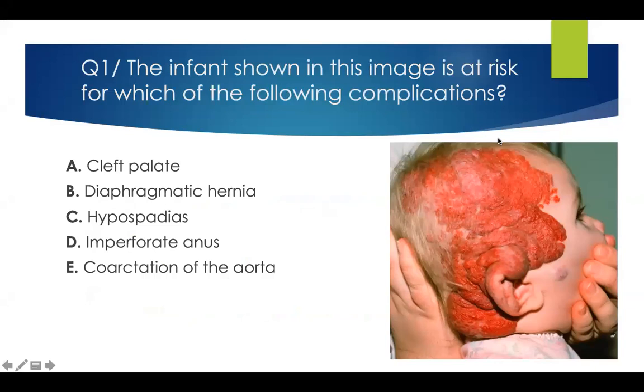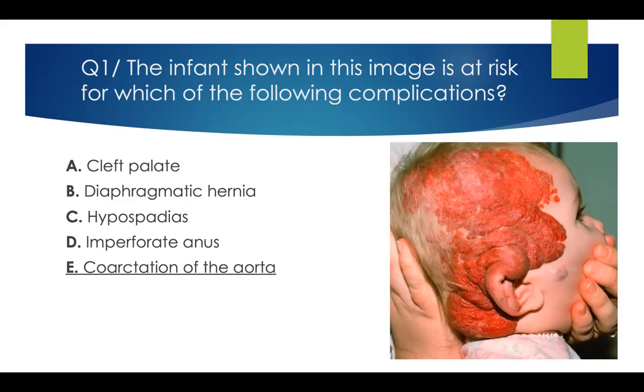The first question: the infant shown in this image is at risk of which of the following complications? Cleft palate, diaphragmatic hernia, hypospadias, imperforate anus, or coarctation of the aorta? Well done, yes, that's E. That's coarctation of the aorta.